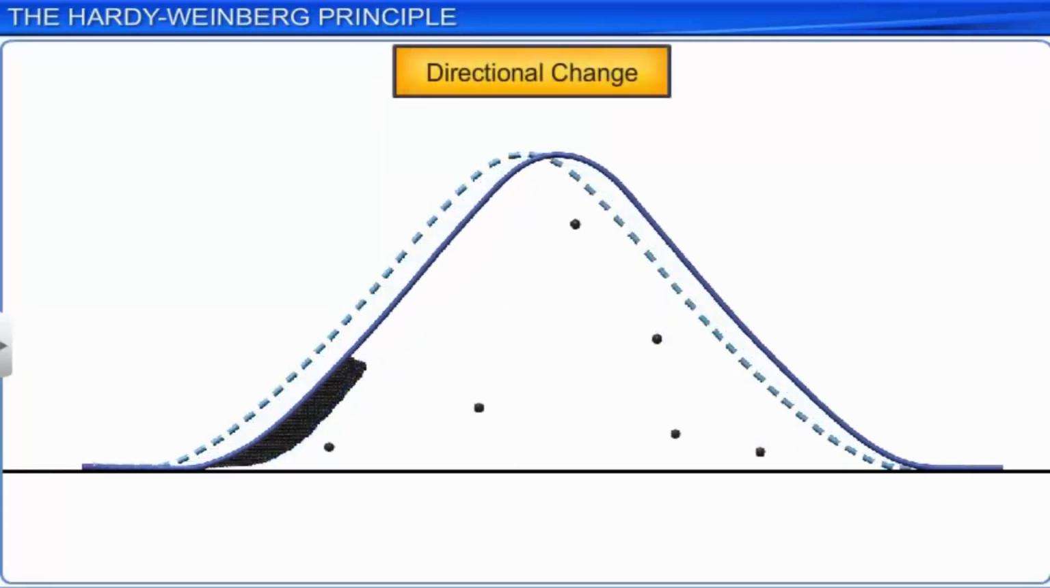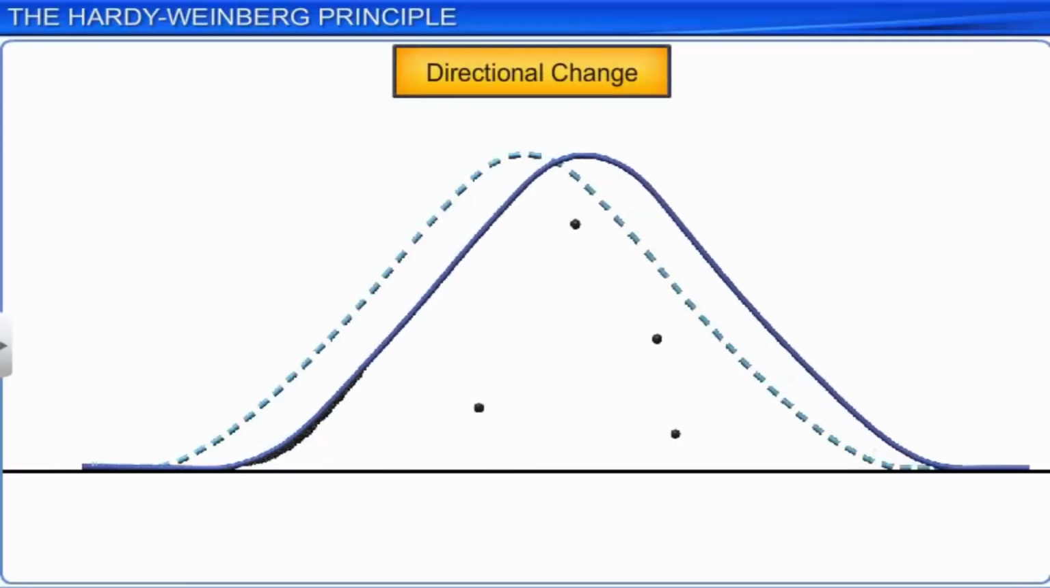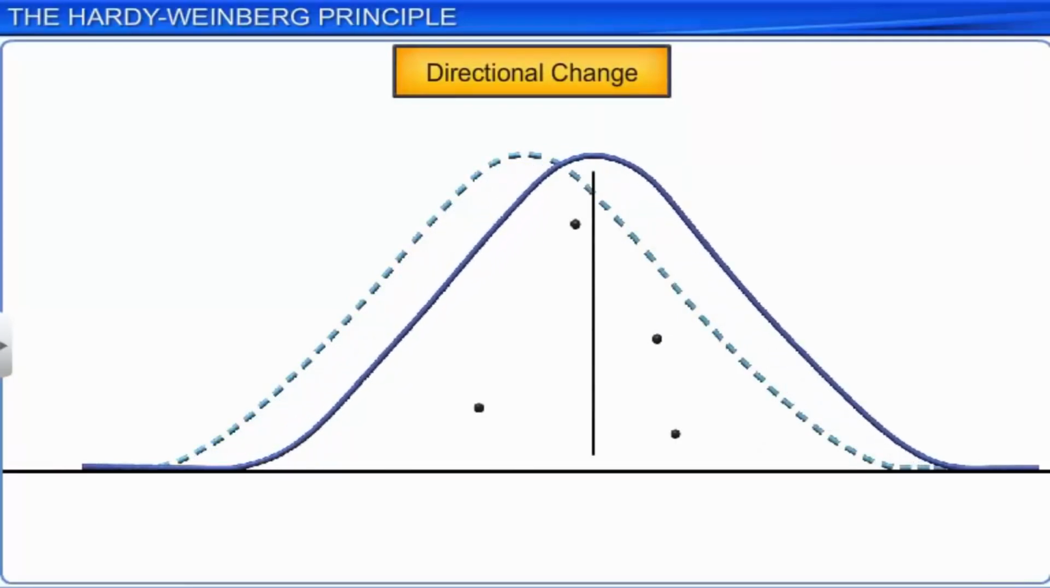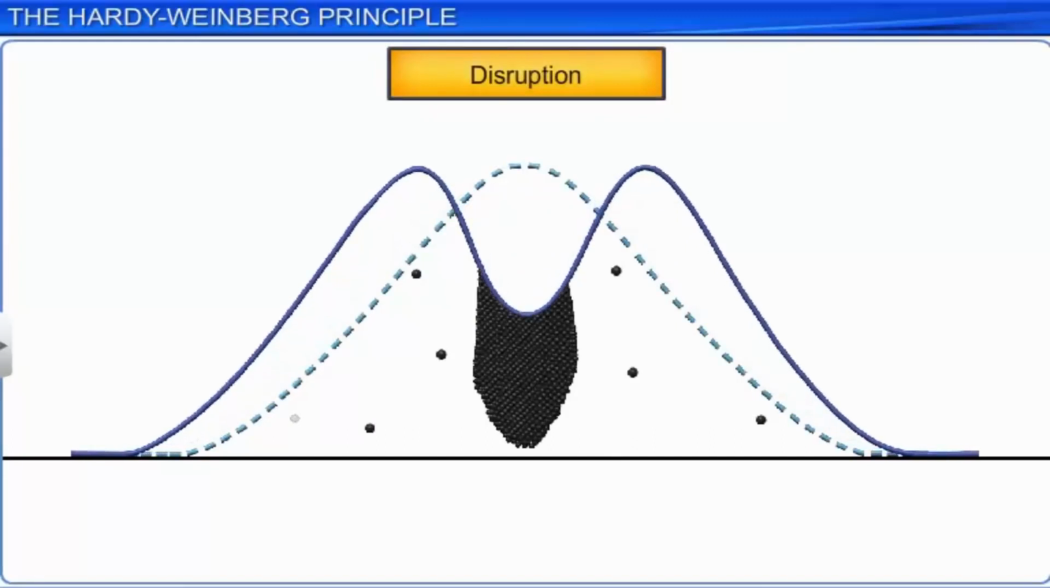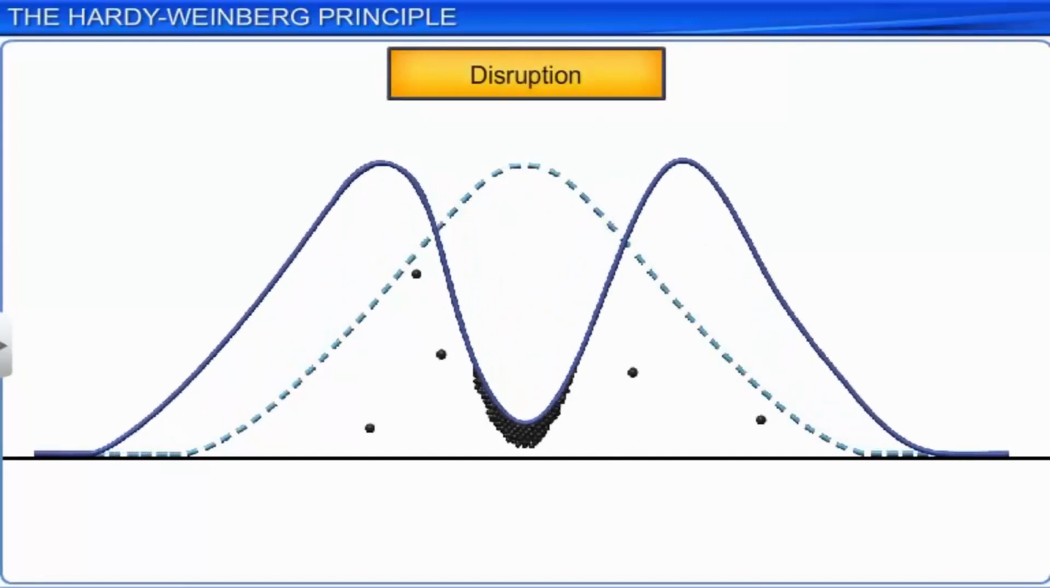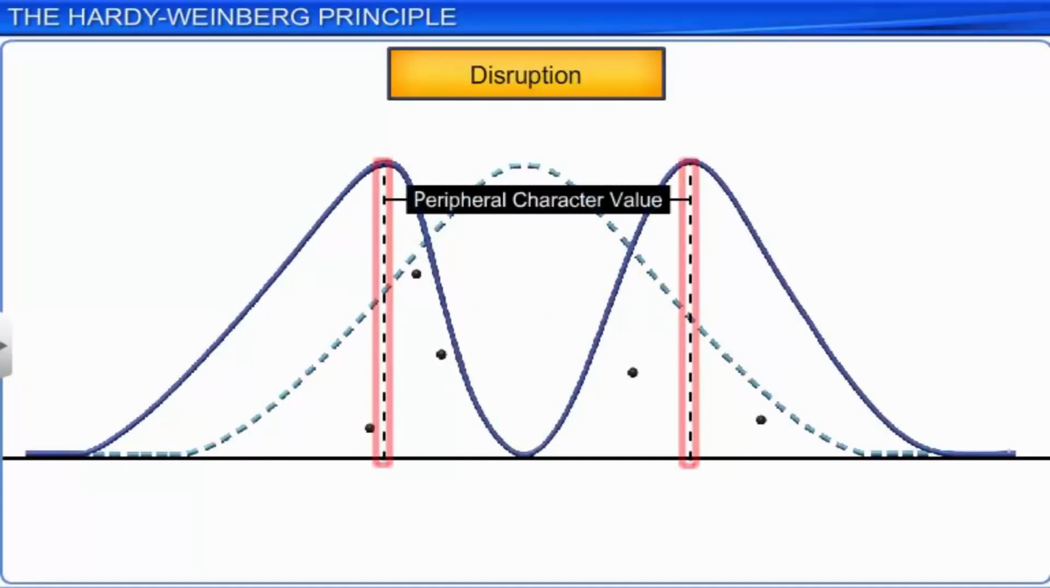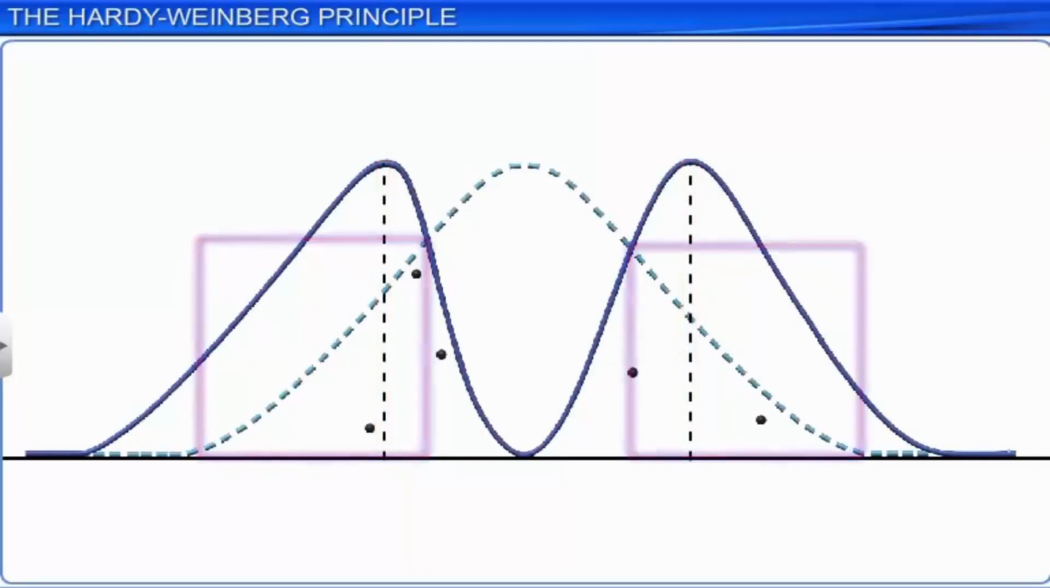Natural selection can also lead to directional change. In the curves, notice that fewer people are able to attain the mean character value for a particular gene due to depopulation. Natural selection can also lead to a disruption situation, where a greater number of individuals acquire peripheral character values at both ends of the distribution curve. This situation occurs when the individuals at both ends of the curve have a higher survival probability than those in the middle.